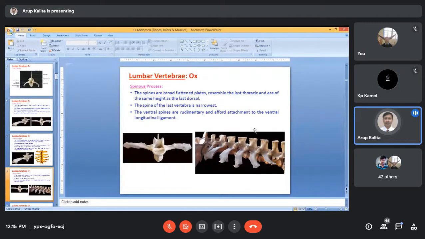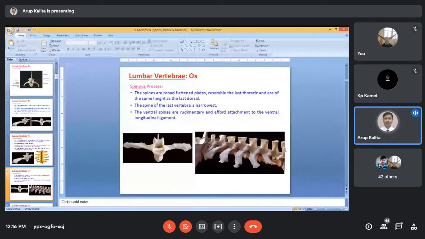Next, spinous process. You see here, these are the spinous processes. Now the spines are broad, flattened plates. They are broad and flattened plate-like structures, resembling the last thoracic. That means this is the last thoracic vertebra.